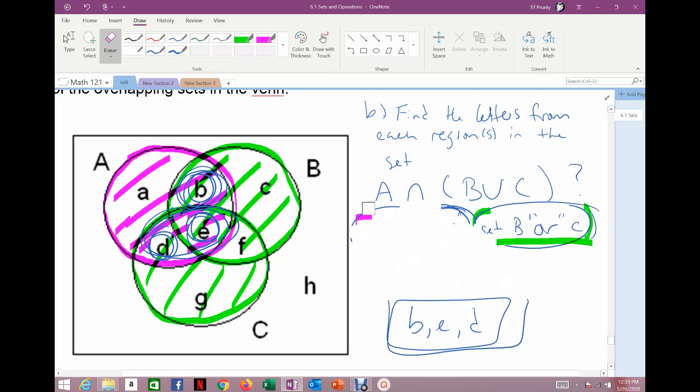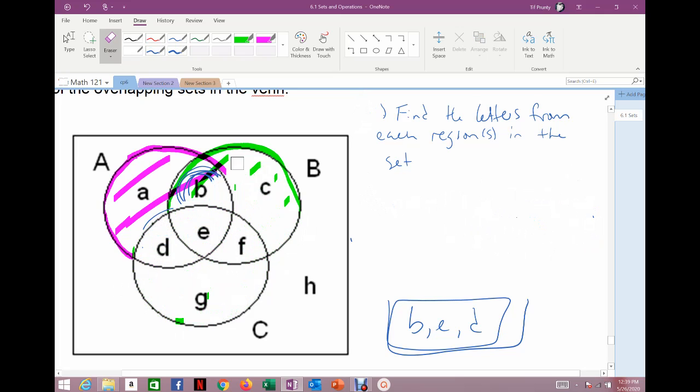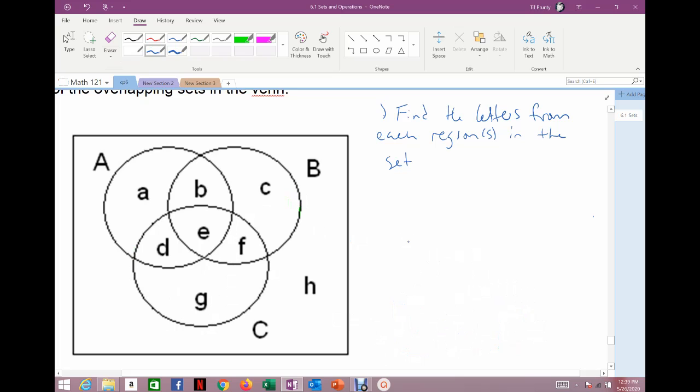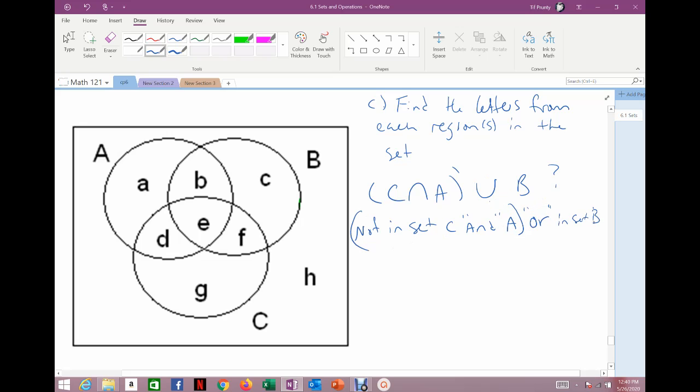Alright, the last one. So part C, that's the last one for this set. Find the letters that form from each region in the group. Alright, so first in words, remember that prime on the outside means not in this group. So we want everything that's not in the set C and A. That's the group. Or it can be in set B. Or, right, that's the or symbol. Or in B.